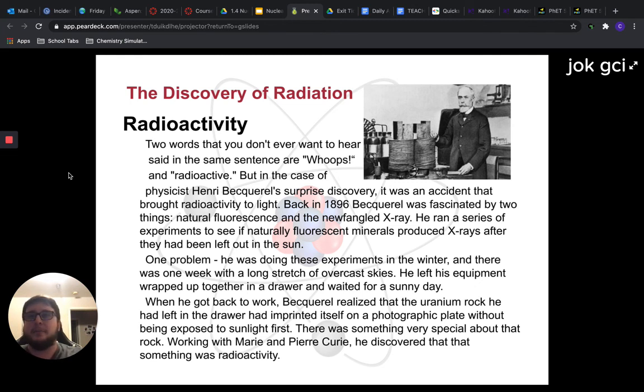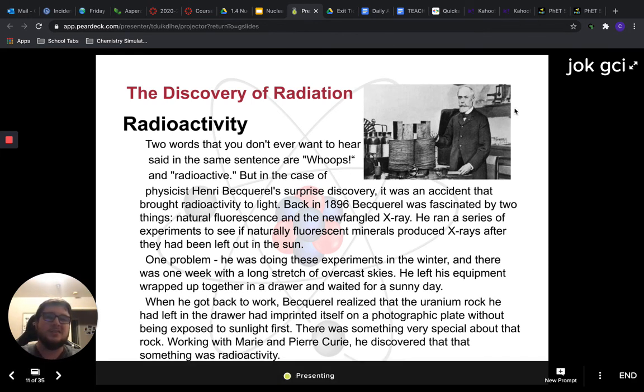After a while, he came back and opened the drawer, and he realized that the rock had imprinted an image of itself onto this photographic plate. And he reasoned that it had to be something to do with radiation. So he actually worked with Marie Curie and her husband, and they discovered radioactivity together. So this is an interesting blurb about Henry Becquerel. He actually has a unit of measurement named after him. It's a becquerel, and it measures the radioactivity of a certain substance.